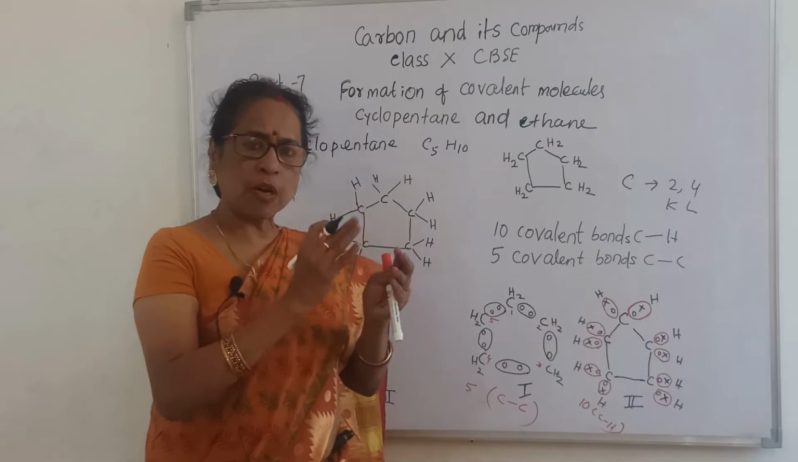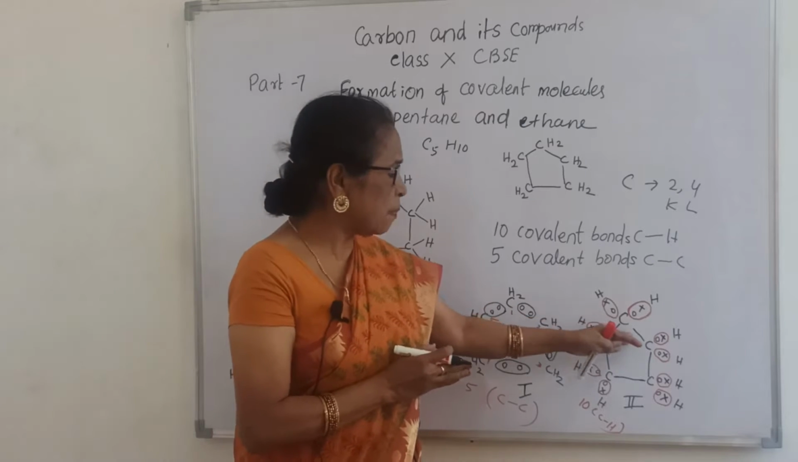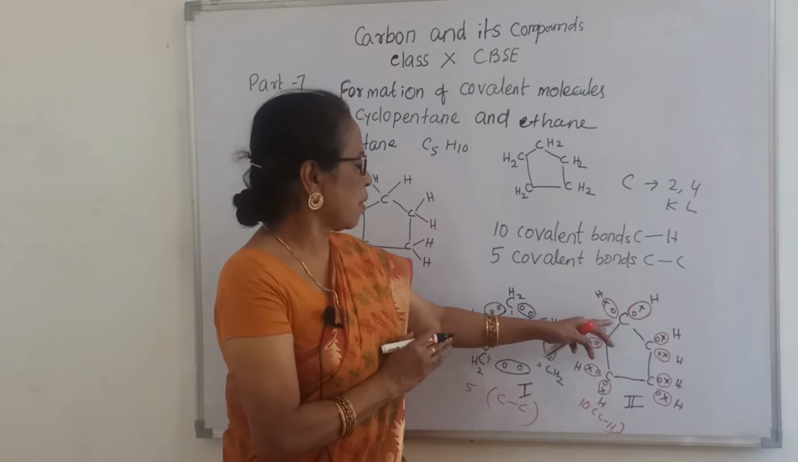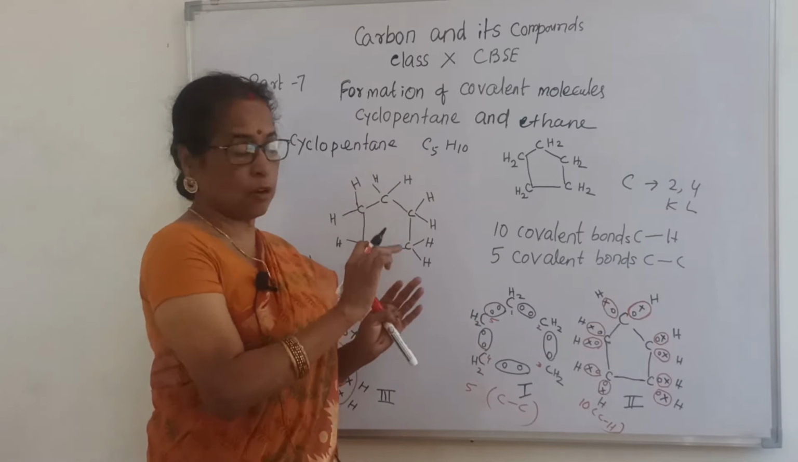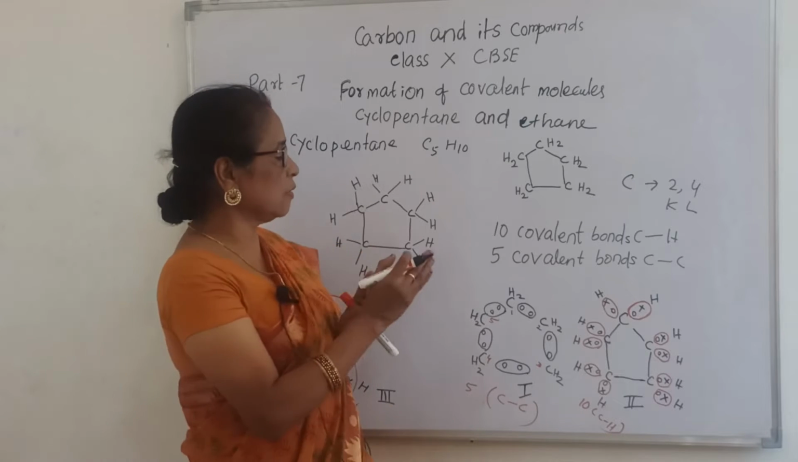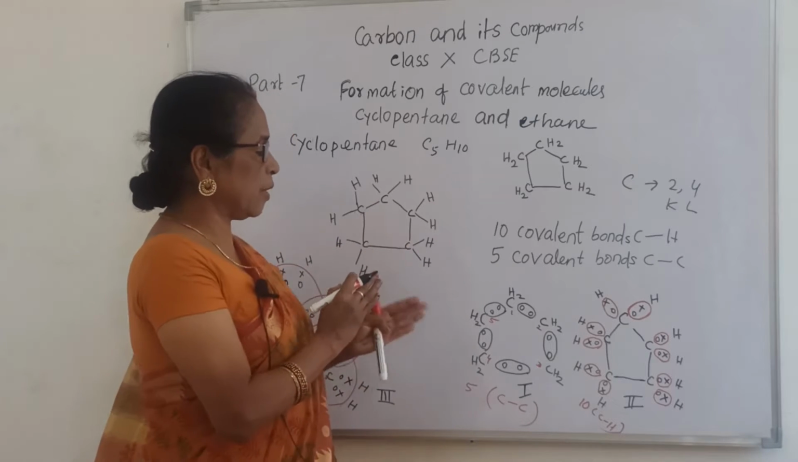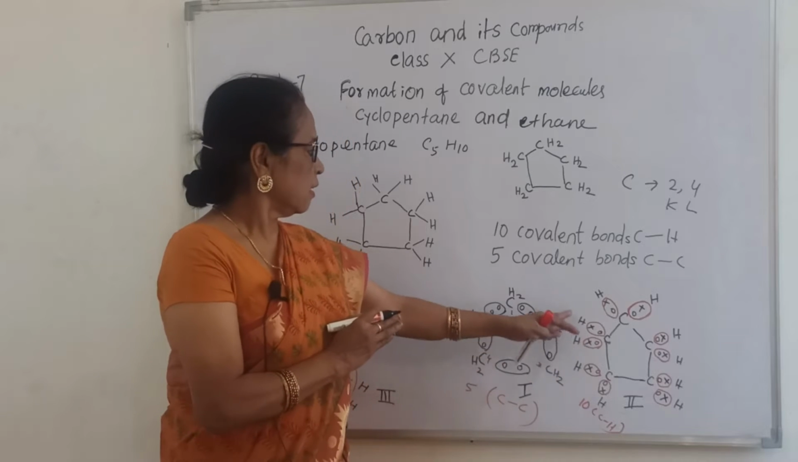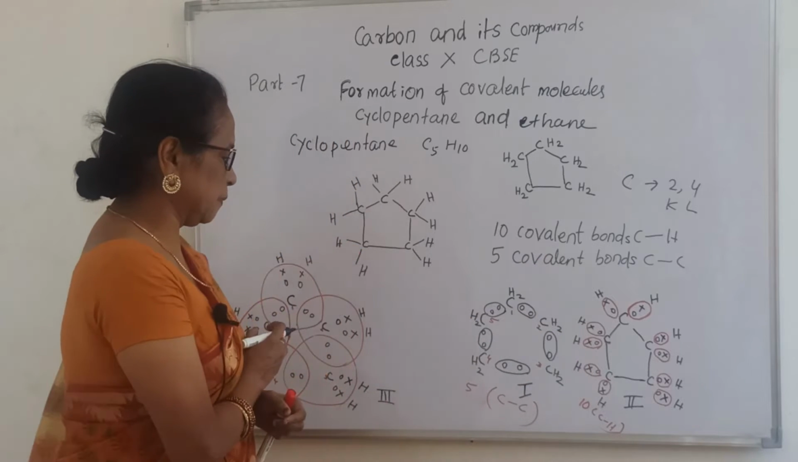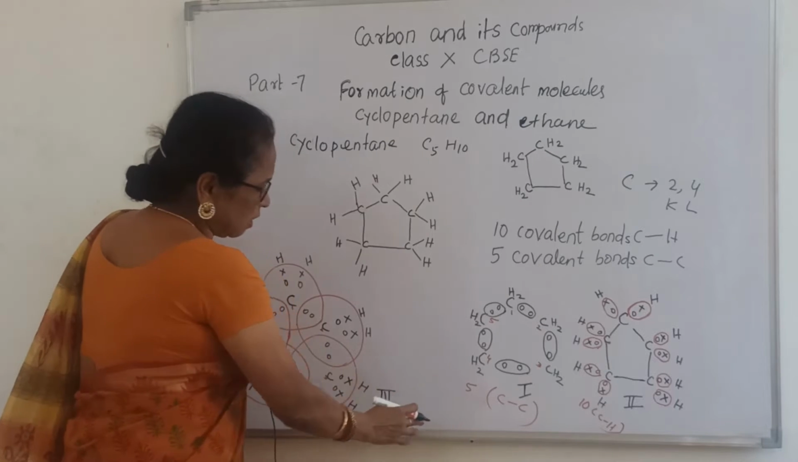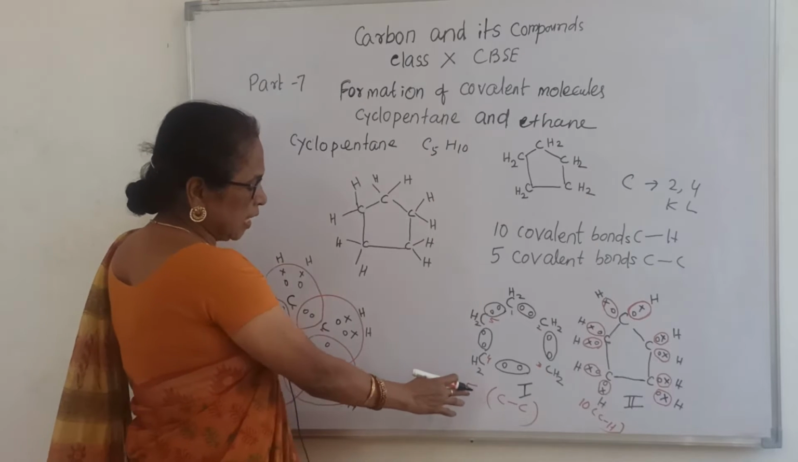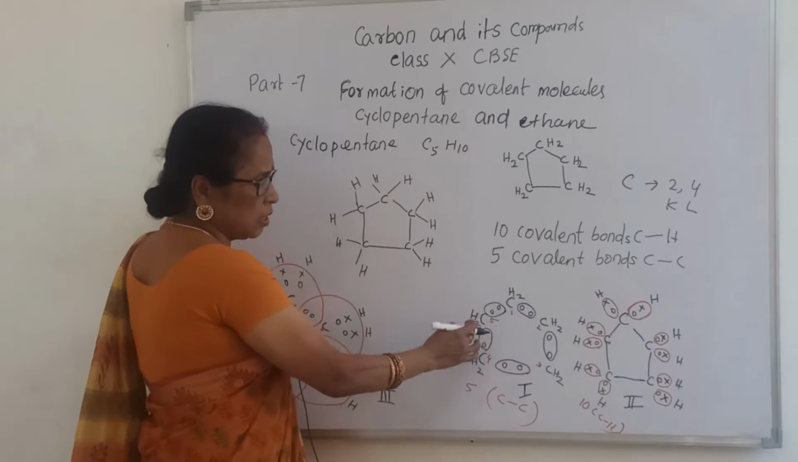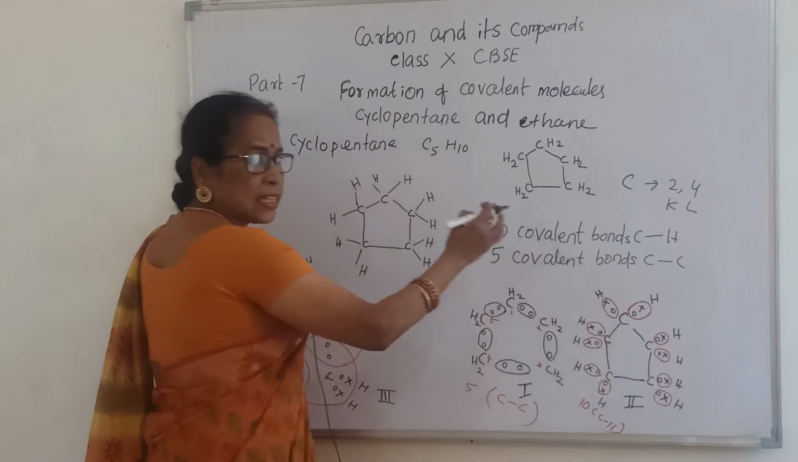Now in the second step, I want to show you the bonds between carbon and hydrogen. See, one electron from carbon, one from hydrogen. Similarly here I have put a red circle: one from carbon, the other from hydrogen, and it forms how many? 10 covalent bonds between C and H. Here you can see 5 C-C bonds, and here you can see 10 C-H bonds.